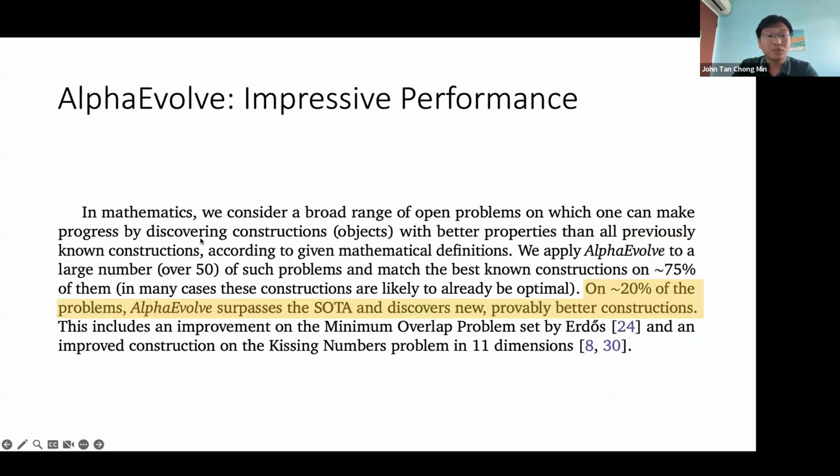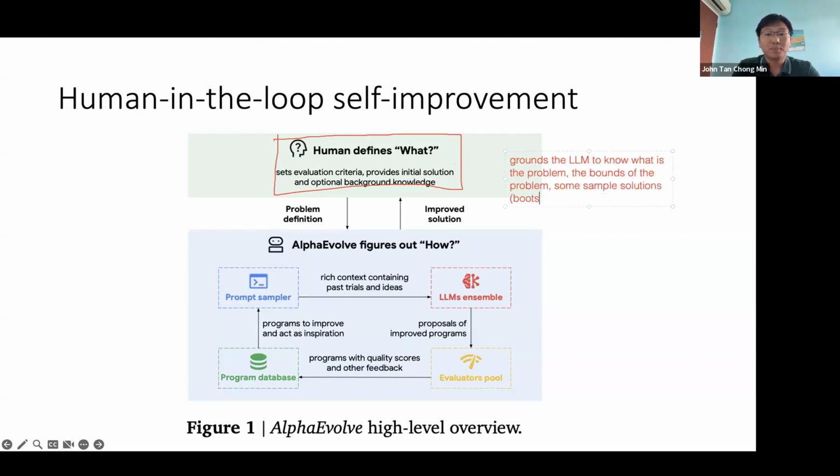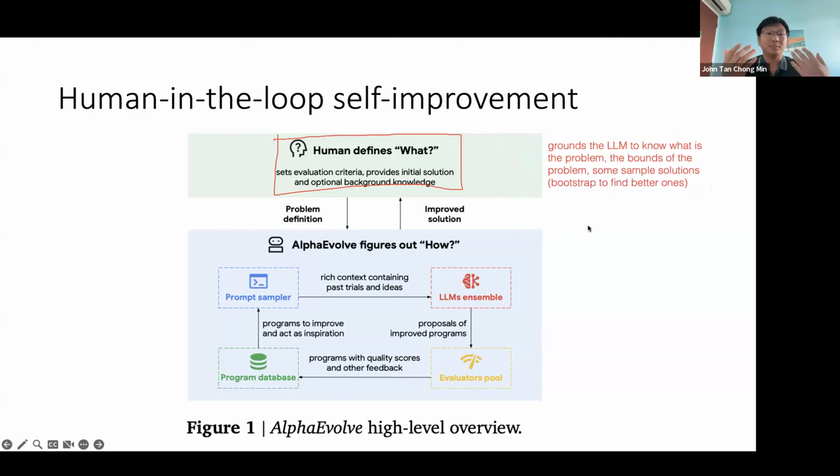All right. So let's move on to the figure that is provided in the AlphaEvolve paper. I just want to highlight one big thing here. There's a human in the loop here. And this is, in my opinion, very important, because as you will see in the experiments I perform later, if you don't have this human in the loop component, this grounds the LLM to know what the problem is, the bounds of the problem, and some sample solutions, which you can use to bootstrap to find better ones. So if you don't have this human in the loop to provide some insights as to what is important, what the scope to search in is, simply doing LLM-based search can lead nowhere.